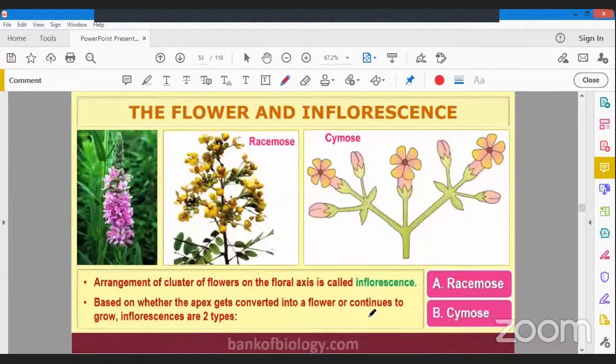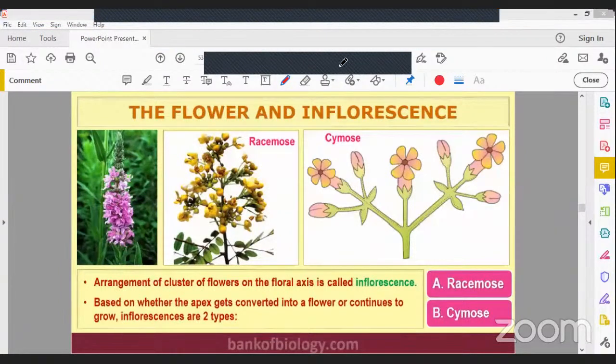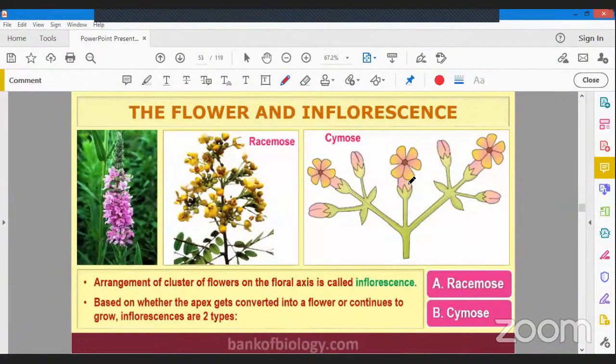Done. So we go to the next part. There are two major types of inflorescence. First we should know what inflorescence is. It is the arrangement of flowers on the floral axis. So on this floral axis, how the flowers are arranged is called inflorescence. There are two major types of inflorescence.